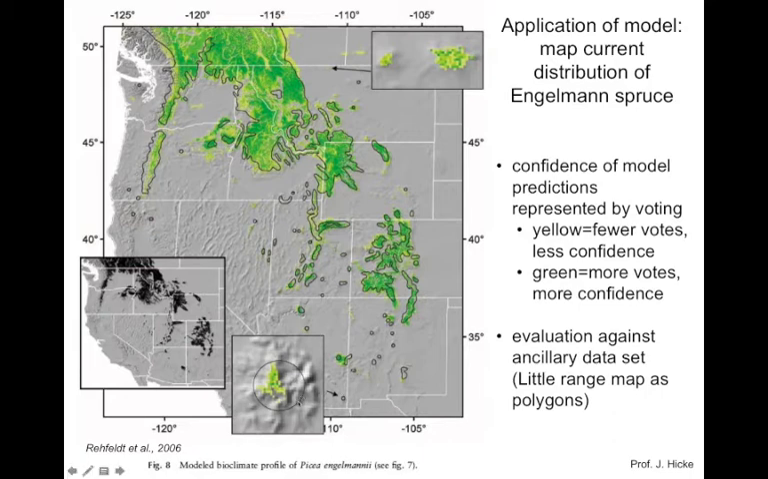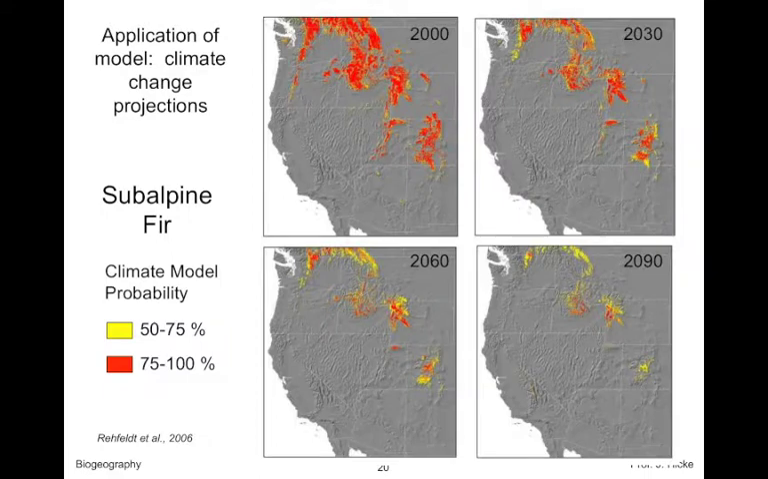And in fact, they highlight that with this zoom at the bottom where there's predicted Engelmann spruce, but no information from the Little map there. Same thing at the northern boundary out in these islands of potential habitat. So a nice test of the model predictions using an ancillary data set.